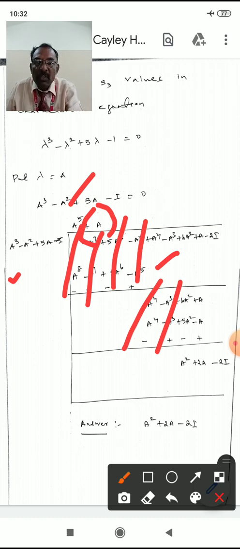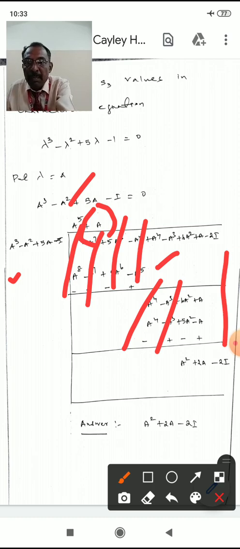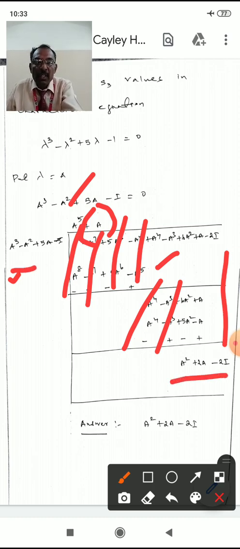Here 6a^2 minus 5a^2, we get a^2 only. Plus a, we get plus 2a. The remaining one term is minus 2I. So now a^3, our Cayley-Hamilton, is a^3. Now the remainder is a^2 + 2a − 2I. So this is the final answer: the simplification of the given equation is a^2 + 2a − 2I.